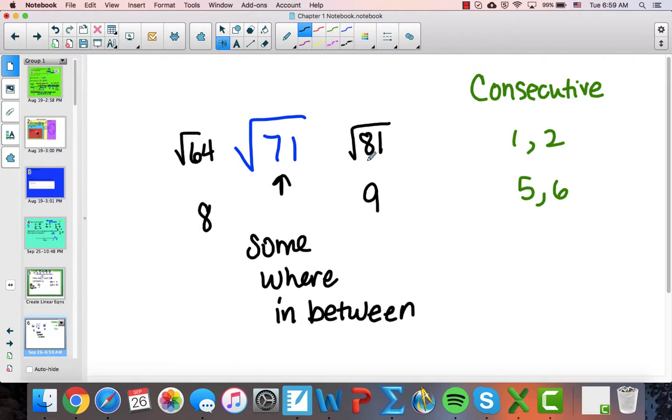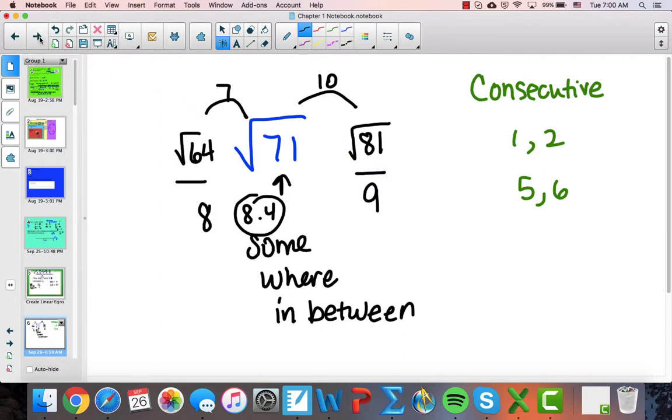Now, could we estimate? Well, it's 10 units away from 81, and it's, what is that, 7 units away from 64. So I know it's a little bit closer to 8 than it is to 9, so maybe I could say 8.4. So that would be a good estimate of square root of 71. Okay, so that's a great method for you if you want to estimate where a radical or a root is, okay? And I always, again, try to work between two consecutive numbers or two consecutive square roots.